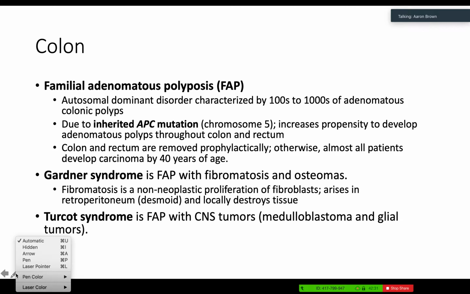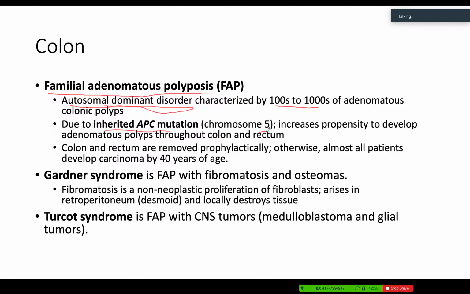In terms of our familial cancer syndromes, first we have our familial adenomatous polyposis. It's an autosomal dominant disorder, characterized by hundreds to thousands of adenomatous colonic polyps. If you look in this person's colonoscopy, you're just going to see tons and tons of polyps lining the inside of the lumen. This is due to an inherited mutation on chromosome 5, and it increases that propensity to develop adenomatous polyps.